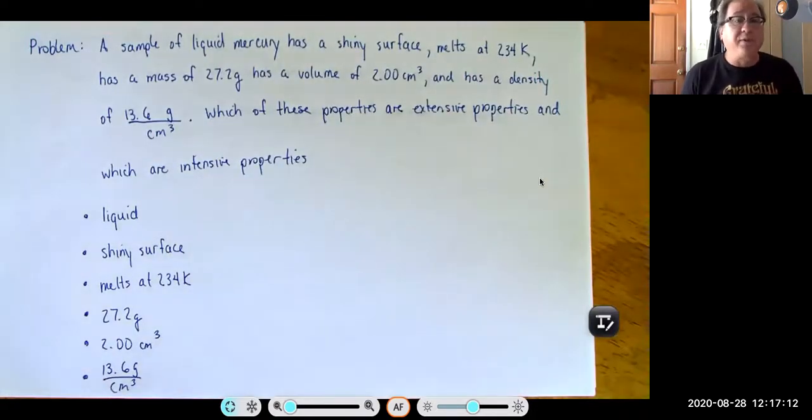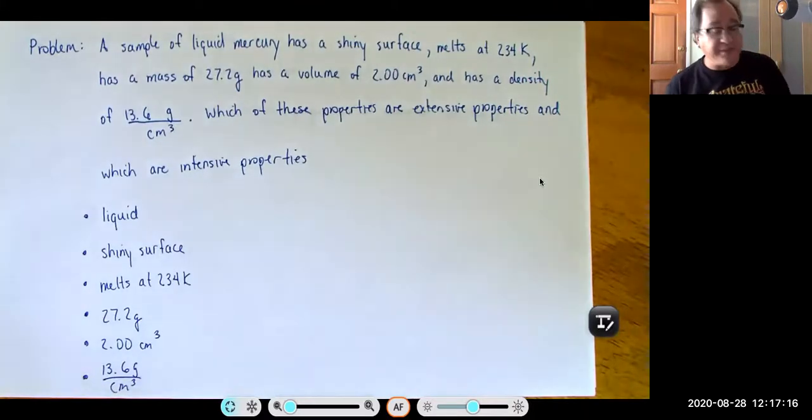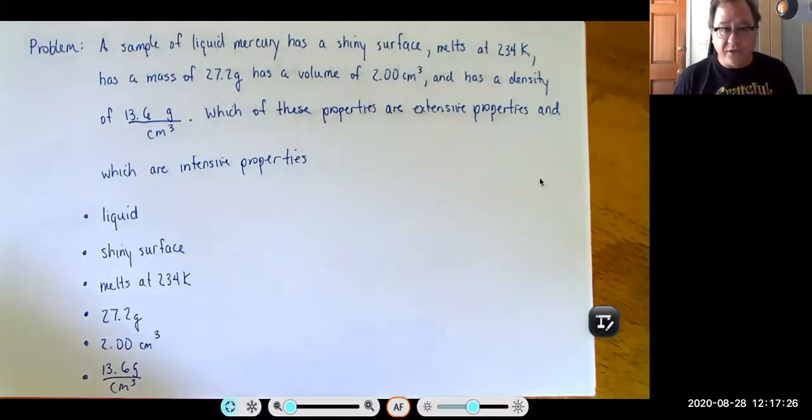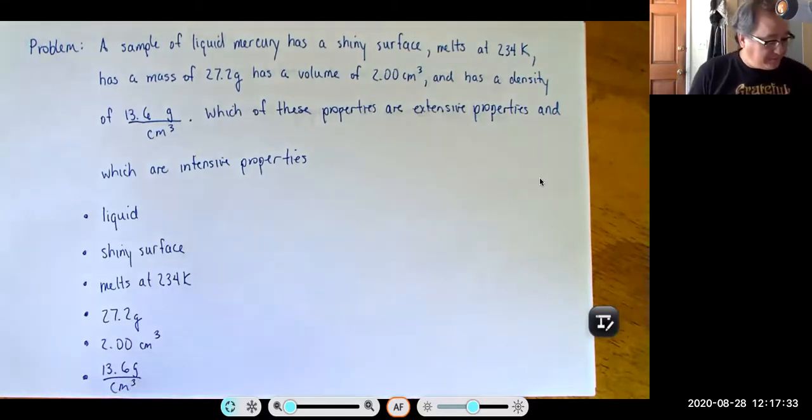A sample of mercury has a shiny surface, melts at 234 K, has a mass of 27.2 grams, and a volume of 2.00 centimeters cubed, and has a density of 13.6 grams per centimeter cubed. Which of these properties are extensive and which are intensive properties?